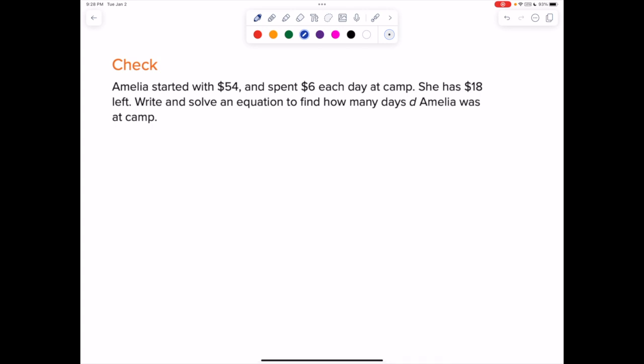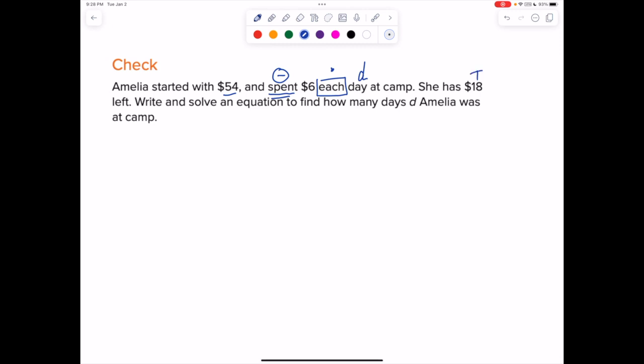So we have the check. Amelia started with $54 and spent $6 each day at camp. She has $18 left. Okay, so here's what she started with. This is what she spent. Oh, I know what spent means, right? Doesn't mean subtract. $6 each day. There's another keyword. What did we say each or per means? Multiply. Each day is probably our variable. Okay, and then she has 18 left at the end. So that's our total at the end.